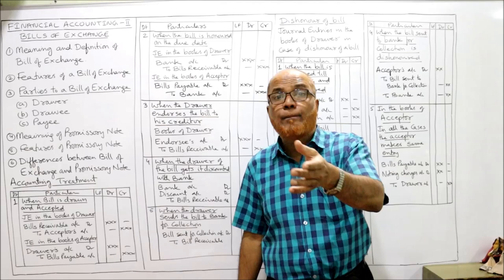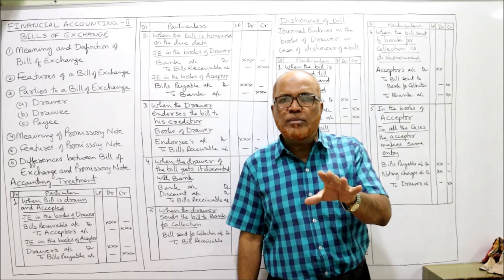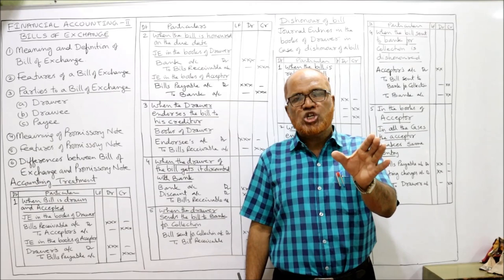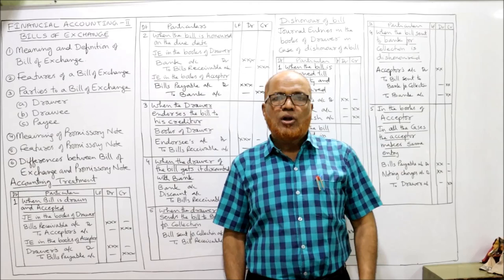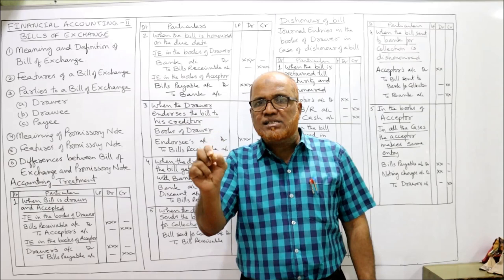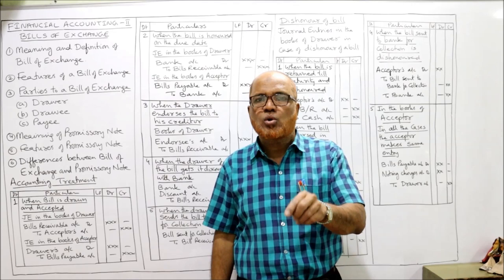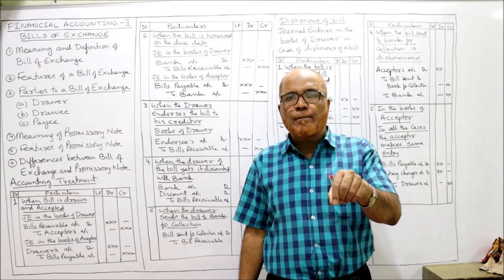So bill of exchange ko banane wala seller hai aur promissory note ko banane wala buyer hai. Next difference is, in bill of exchange, the bill of exchange must be accepted by the drawee. Drawer bill of exchange banaya, banakar drawee ko present kara, drawee must accept and sign it, then only it will become a legal document. Jab tak ke drawee usko accept nahi karega, wo bill of exchange bekar hai. So acceptance is compulsory in case of bill of exchange.